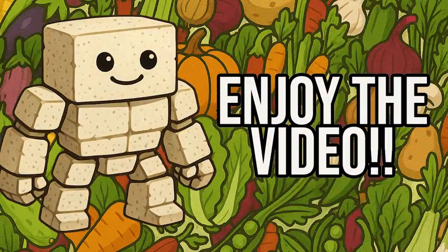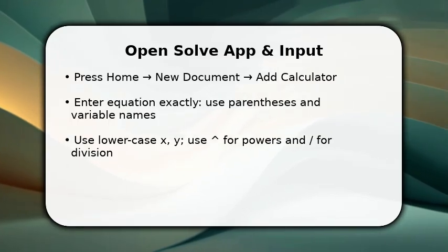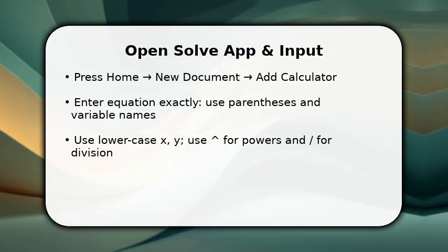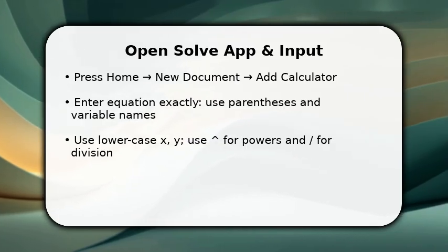Please enjoy the video. You start by opening a calculator page and immediately typing the equation. For example, type 3*x + 5 = 11. Once entered, make sure parentheses are balanced and variable names are consistent.